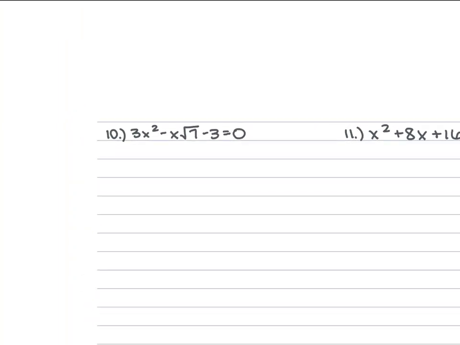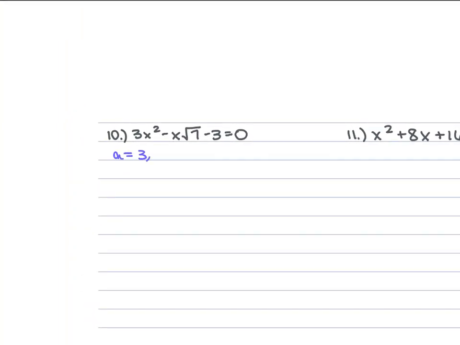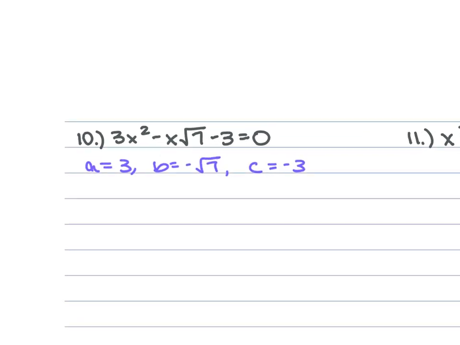For number 10, we have an a of 3, a b of negative square root 7, and a c of negative 3. So plugging these into b squared minus 4 times a times c, it's going to be negative square root 7 squared minus 4 times 3 times negative 3. So negative square root 7 times negative square root 7 is just 7. The negative 4 times 3 is negative 12, times negative 3 is a positive 36. 36 plus 7 is 43. So this is a positive number, and we're going to have two real solutions.